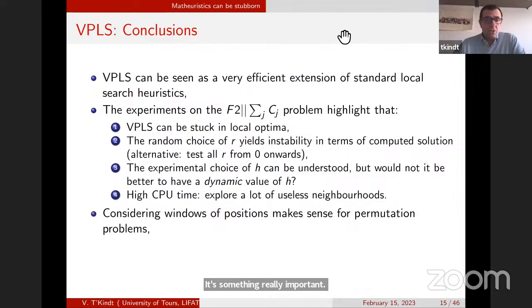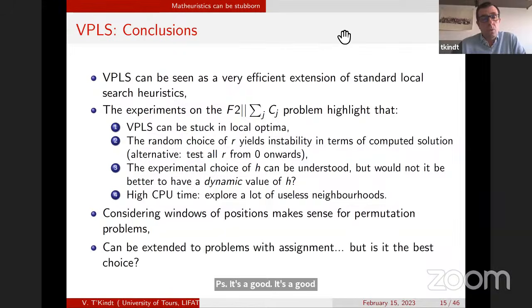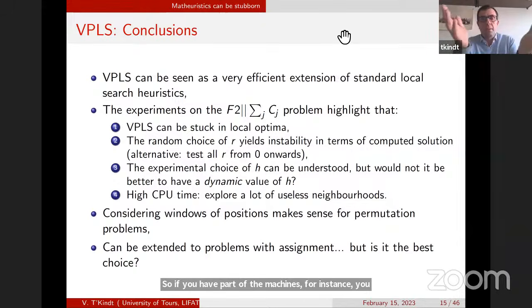And the last thing to say is that, in my opinion, considering windows of positions makes sense for permutation problems. So as long as your scheduling problem is a permutation problem, let's go ahead and proceed with VPLS. It's a good option. And VPLS can also be extended to other problems when you have an assignment. If you have parallel machines, for instance, you have assignment, scheduling and sequencing at the same time, you can do VPLS too. You can say I have a window and I just consider a portion of my schedule that I want to re-optimize. But due to the assignment, I don't think it's necessarily a good idea to do it like that.